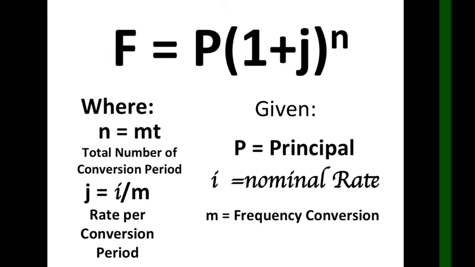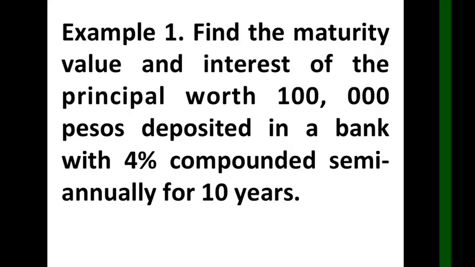M is the frequency of conversion. The frequency of conversion, for example, when we say monthly, how many months do we have in 1 year? That's equal to 12. Therefore, M is equal to 12. Another is semi-annually, that's equal to 2. Quarterly, that's equal to 4. So that is the frequency of conversion. And time is always represented in years.